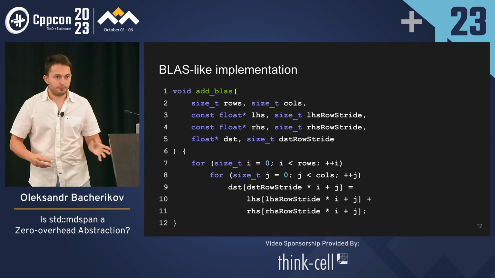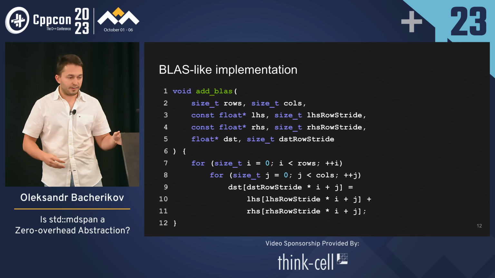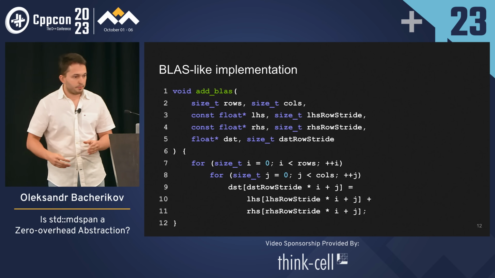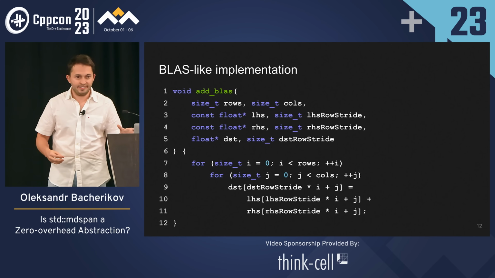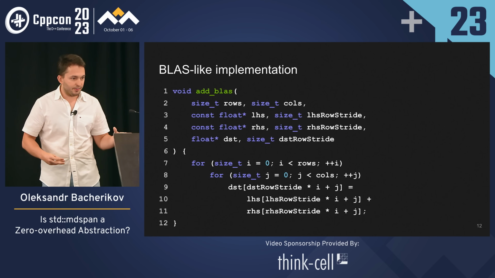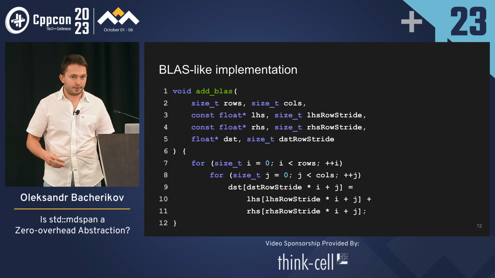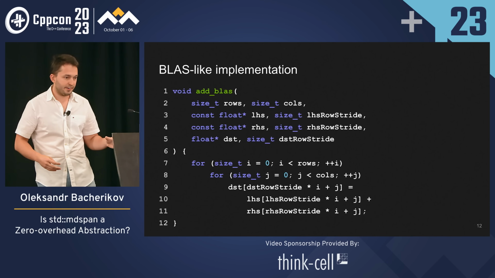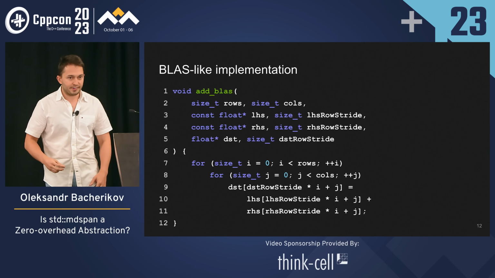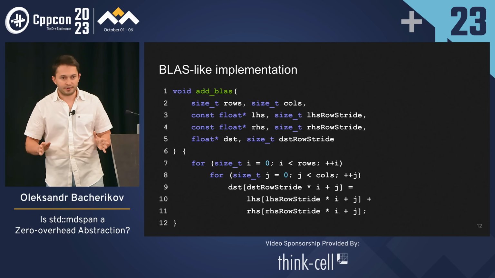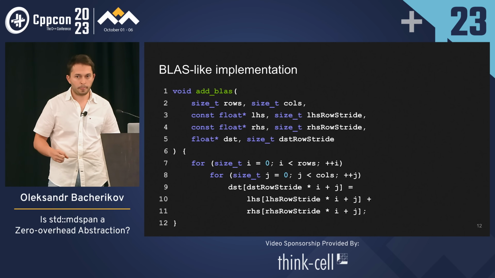And if you follow the pattern in BLAS interfaces, we could write a function like this. So I tried to give all the parameters more readable names than in the BLAS standard. So we have rows and cols as sizes. And we have 3 matrices, each represented by a pointer and its stride. And the implementation is fairly straightforward. Of course, it's not the most efficient one, but for the slides, it's good enough, I think.